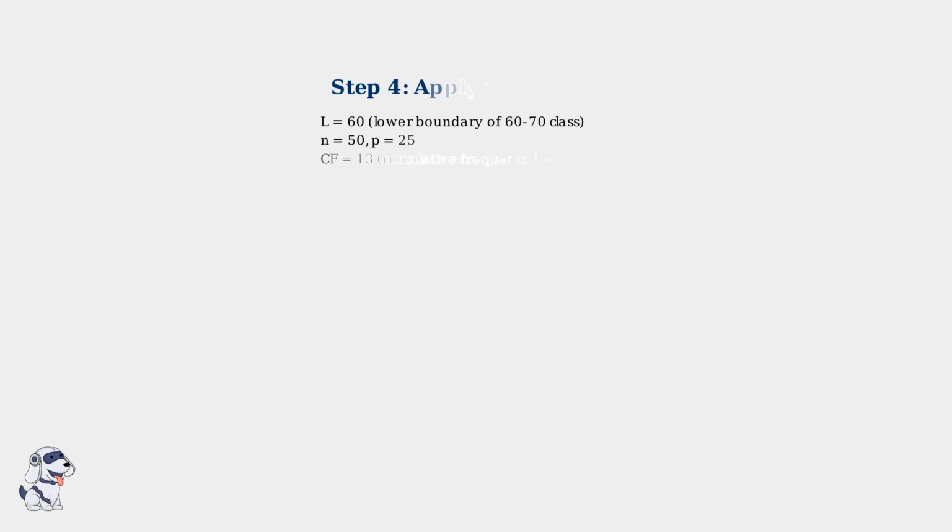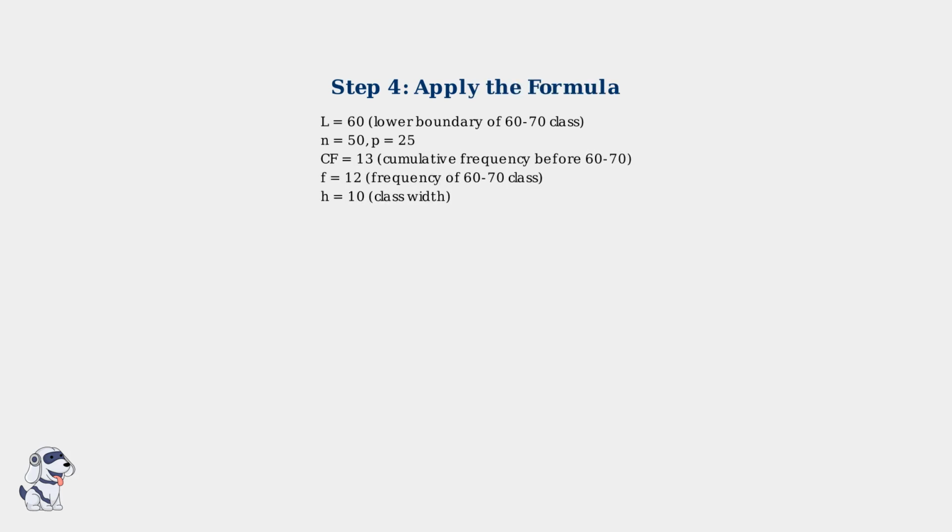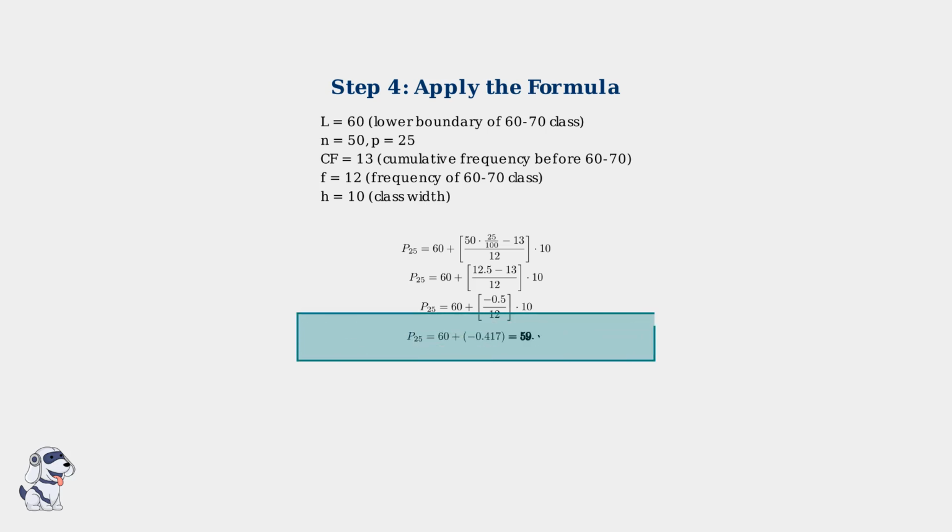We substitute our values: L equals 60, N equals 50, P equals 25, CF equals 13, F equals 12, and H equals 10. Substituting into the formula, P25 equals 60 plus the fraction 12.5 minus 13 over 12 times 10. This simplifies to 60 plus negative 0.5 over 12 times 10. The final calculation gives us 60 plus negative 0.417, which equals 59.58.